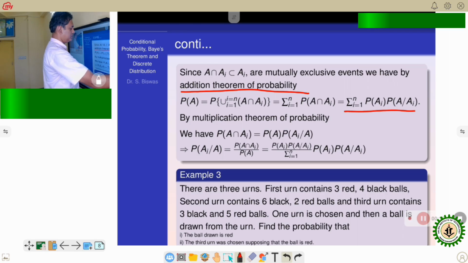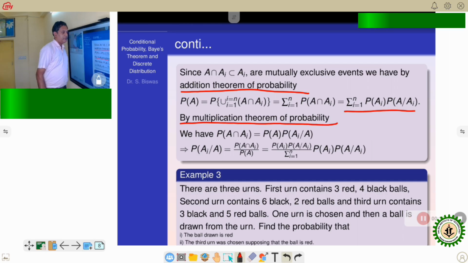This can then be written by using the formula for conditional probability, or you can say this is actually the multiplication law of probability. I have also written here the multiplication theorem of probability. Then we have P(A intersection Ai) is equal to this. This implies P(Ai|A) is equal to this, and this gives us the result. So this is Bayes theorem, an important theorem in the context of fundamental probability.